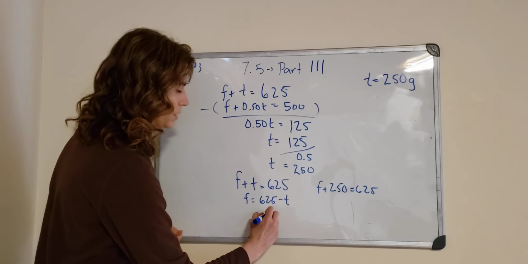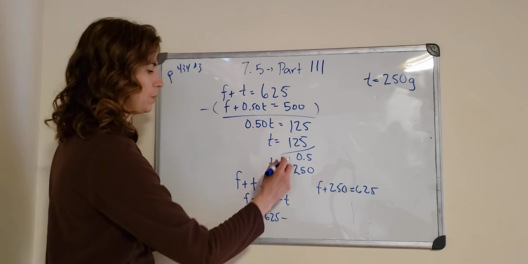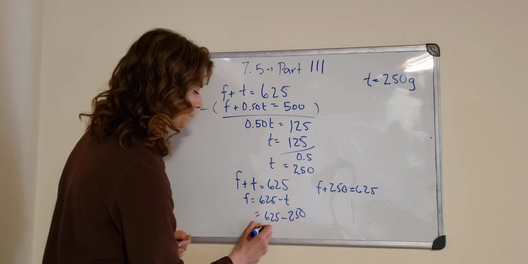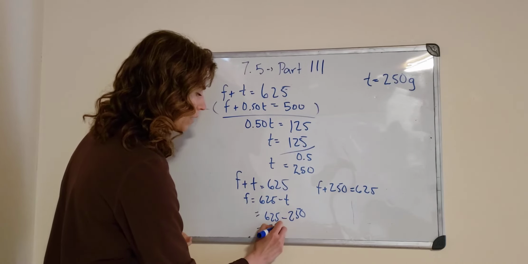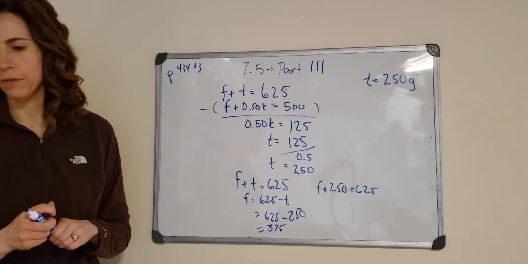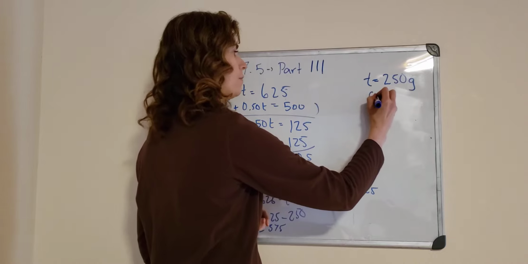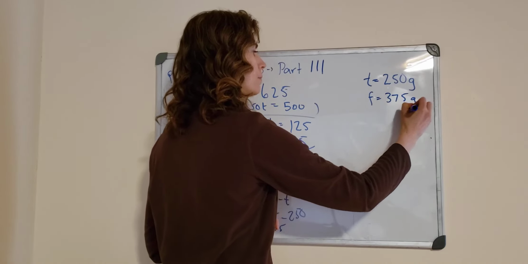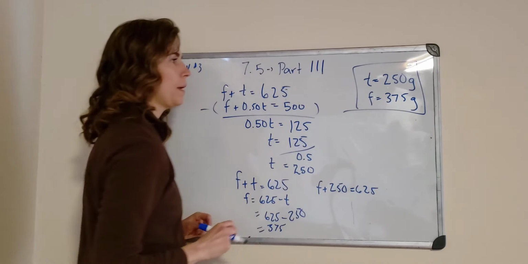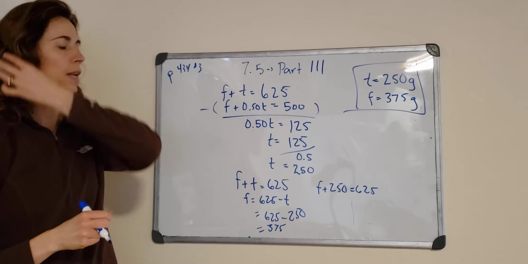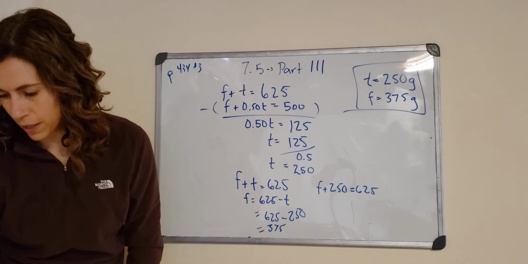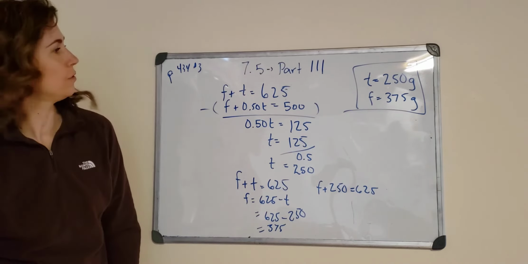So f equals 625 minus, we said t was 250. Okay, so your answer is 375. All right, so that was for f, 375 grams. Okay, so there you have it. And again, the book's, let's see if we got that right. Yes, we did. 375 and 250.